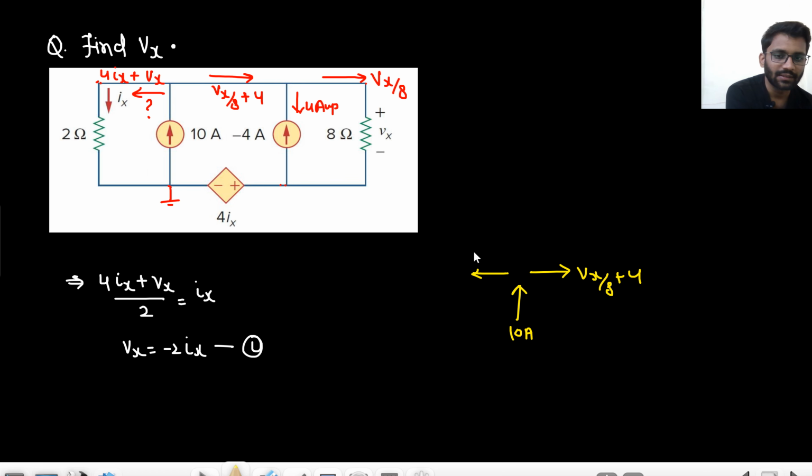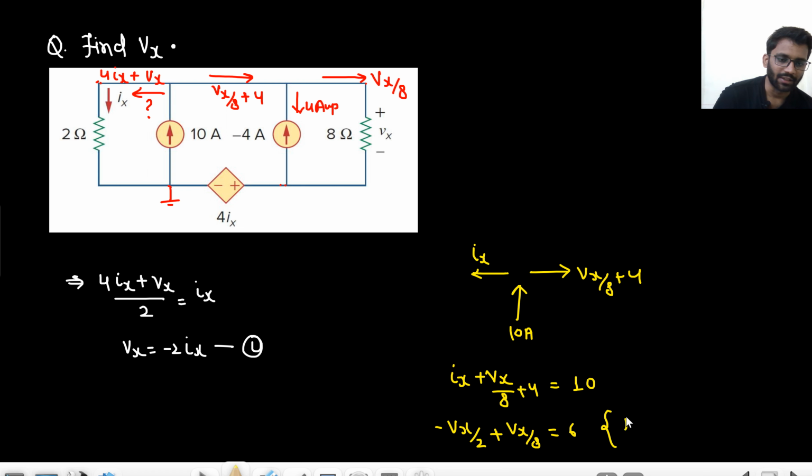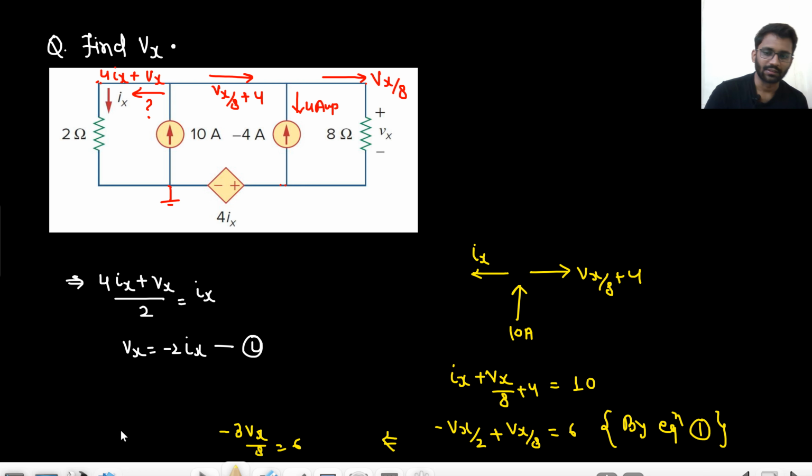This current is Ix. The current that is going here is Ix. So Ix is an outgoing current. Vx by 8 plus 4 is also outgoing current. But 10 ampere is an incoming current. So from here as well we get a relation. So what is the value of Ix? Ix is minus Vx by 2. So here I can put minus Vx by 2 plus Vx by 8 is equals to 6 by equation 1. Right? From here it would be minus 3Vx by 8. Minus 3Vx by 8 is equals to 6. So from here I get the value of Vx.